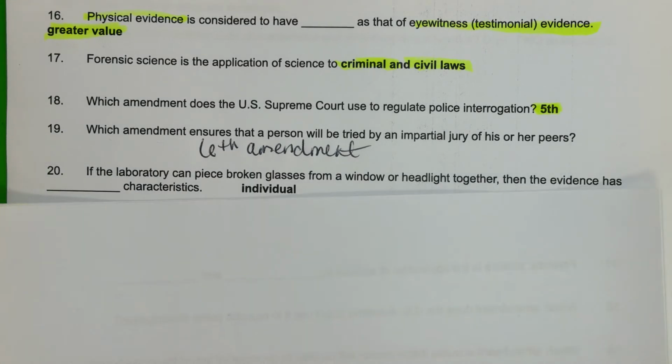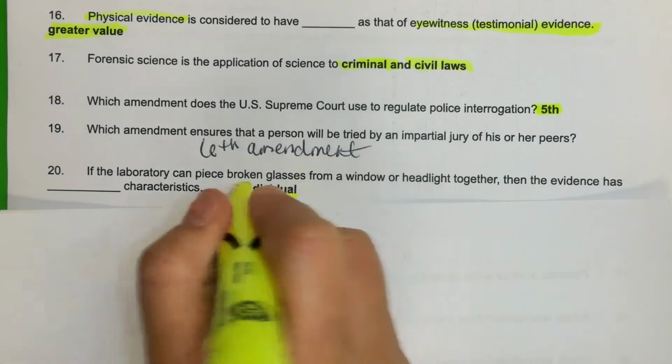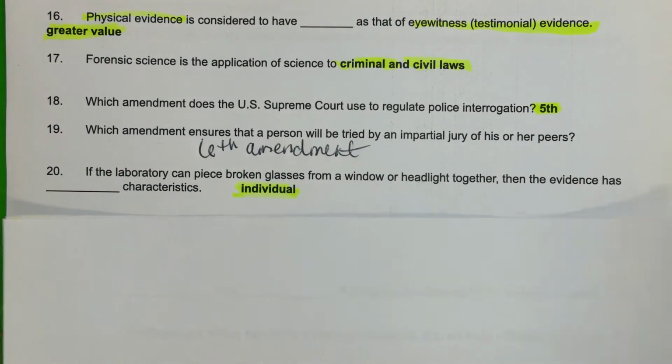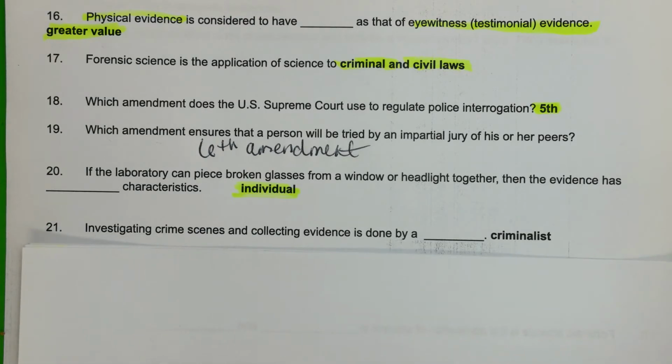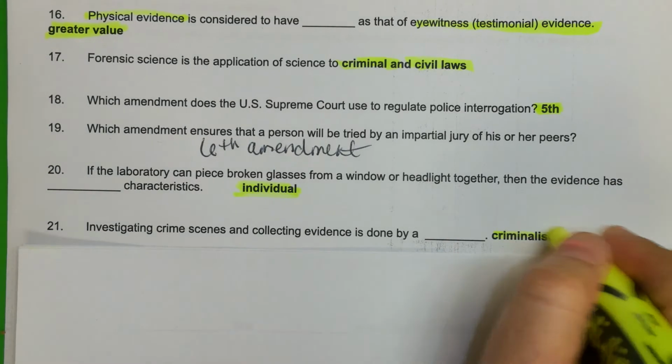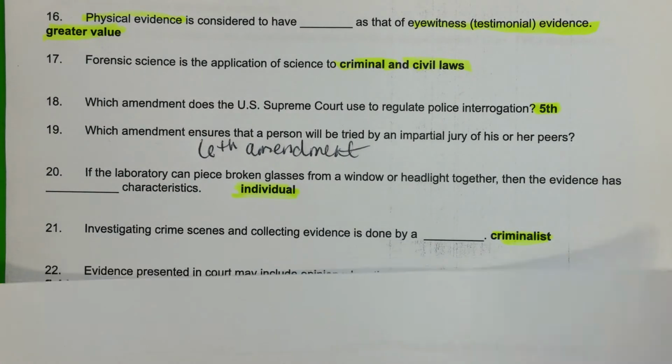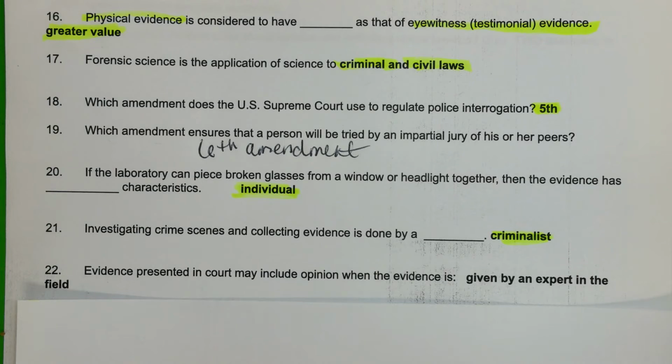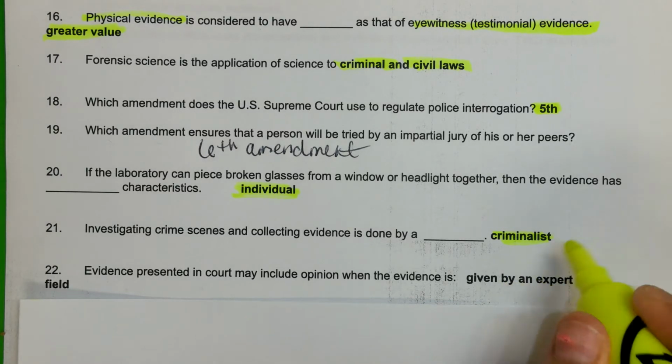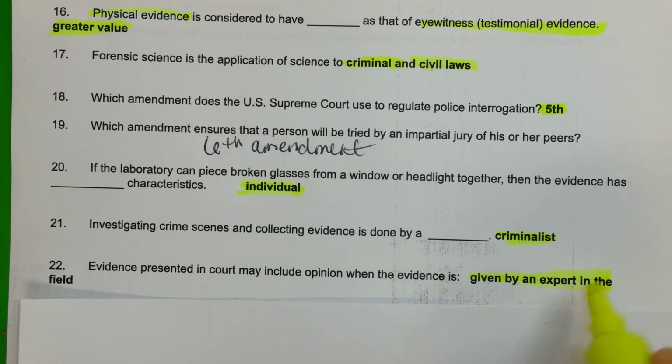Okay, and the next one, number 20. If the laboratory can piece broken glass from a window or headlight together like a piece of a puzzle, then the evidence is considered individual evidence. Number 21, investigating crime scenes and collecting evidence is done by a criminalist. Number 22, evidence presented in court may include opinion when the evidence is, of course, by the expert, not the eyewitness, the forensic scientist.